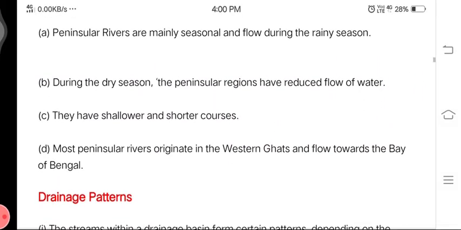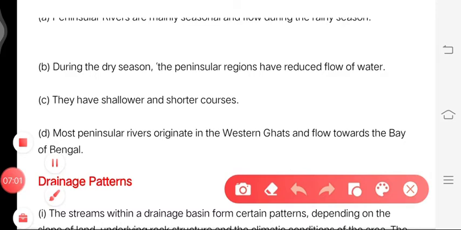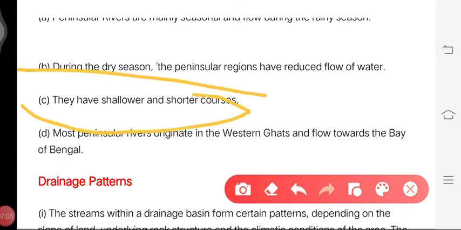Third point, they have shallower and shorter courses. The peninsular rivers have shallower and shorter courses. The courses of these rivers are shorter and shallower, which means the rivers are shallow.